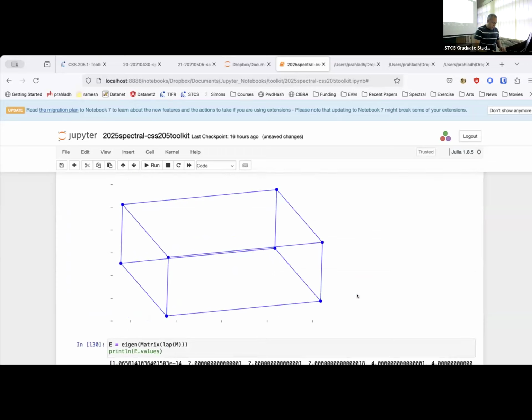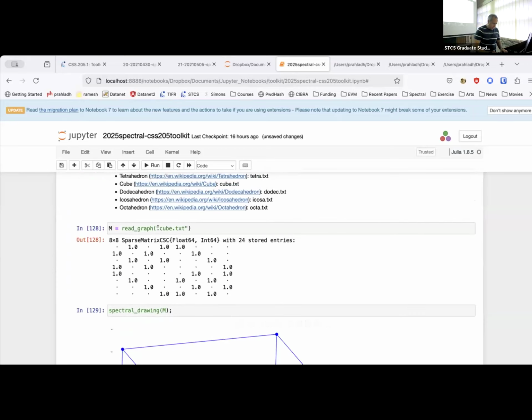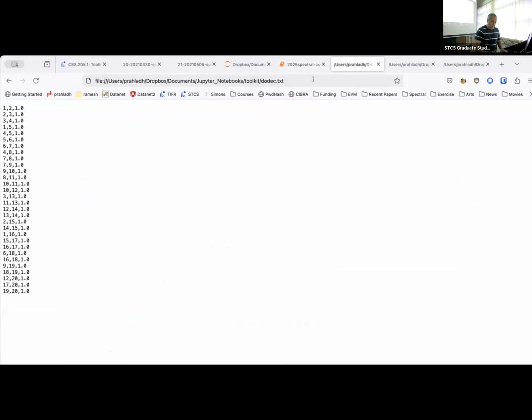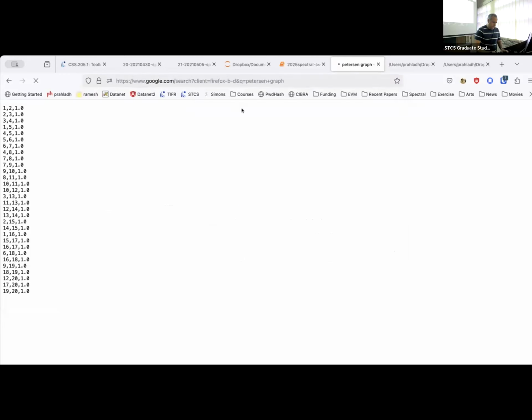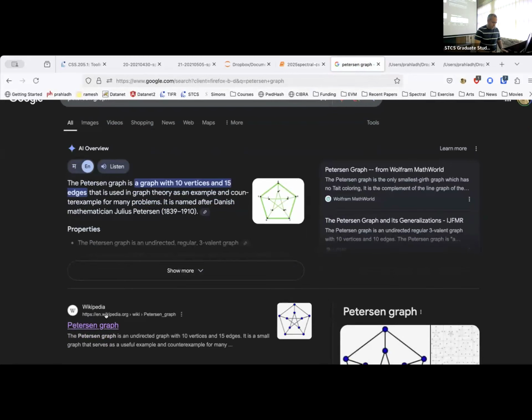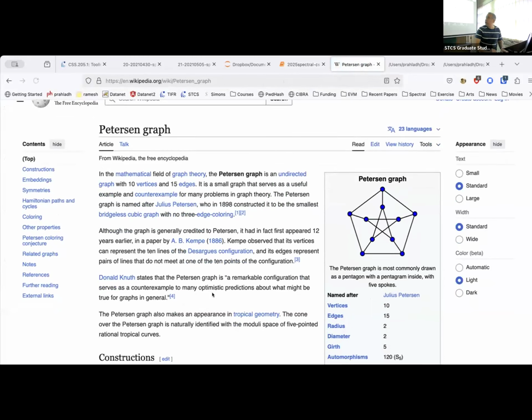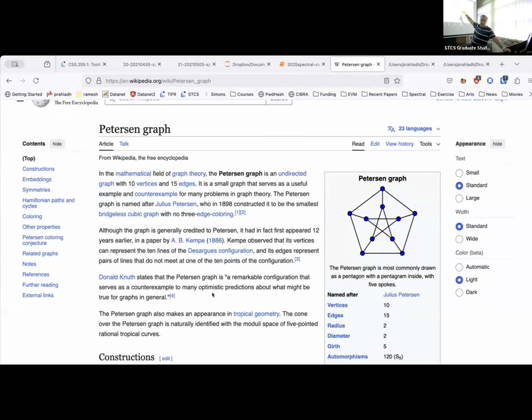This won't always be true. Let's do one more example. Some of you might be familiar with the Petersen graph. You know what the Petersen graph is? It's basically this graph. It's a graph on 10 vertices. It has two 5-cycles, and the 5-cycles are connected in this fashion.